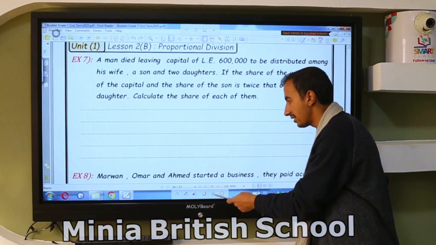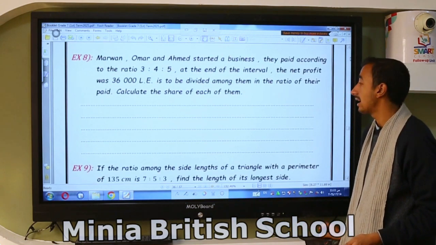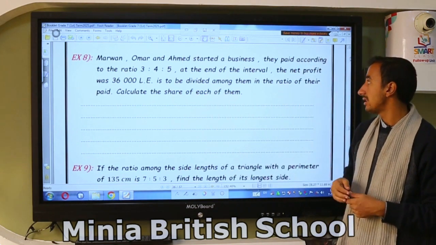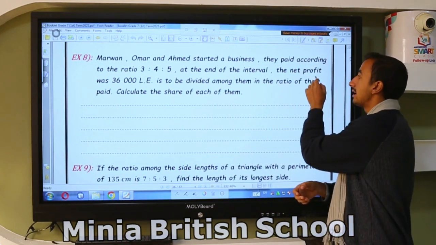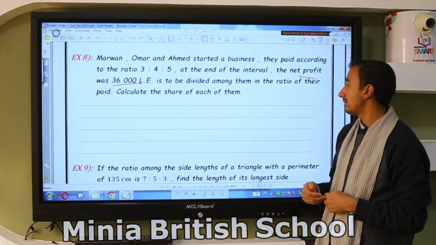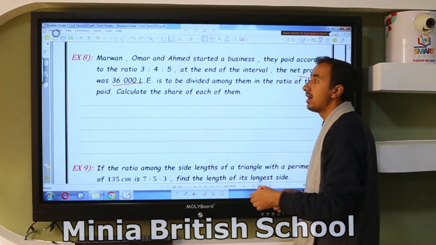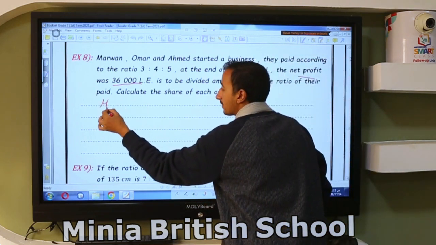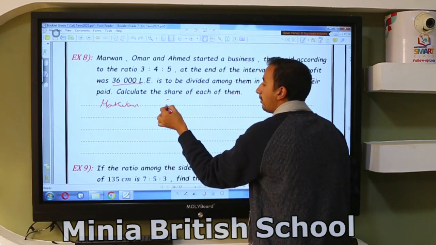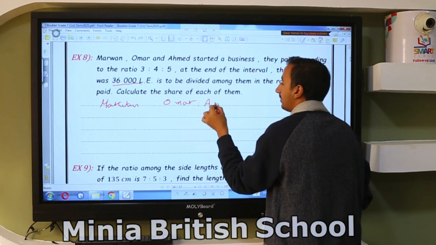Okay, let's take another example. Marwan, Omar, and Ahmed started a business. They paid according to the ratio 3 to 4 to 5. At the end of the interval, the net profit was 36,000, to be divided among them by this ratio. Calculate the share of each of them. I can write Marwan to Omar to Ahmed.